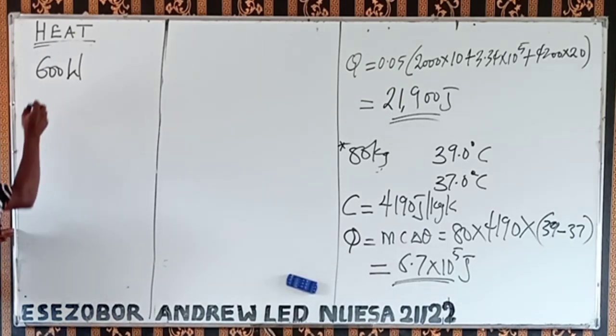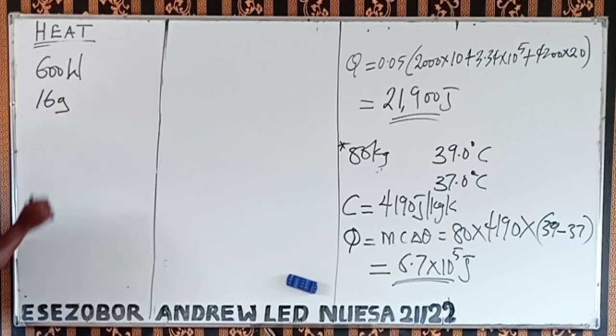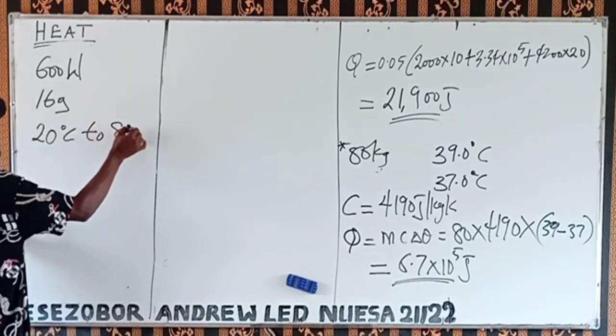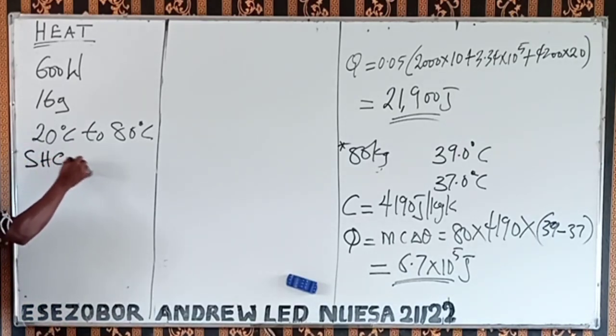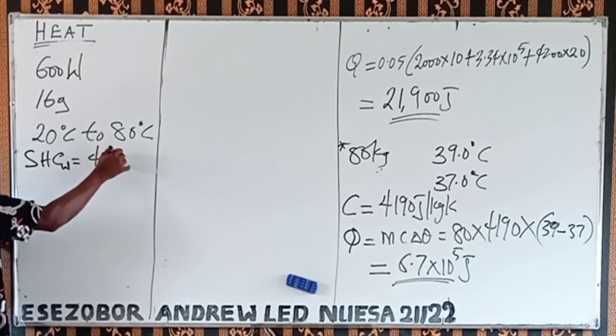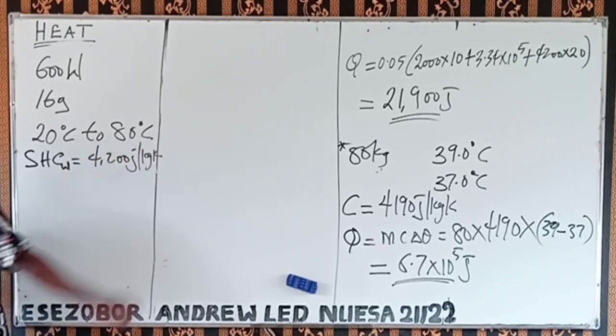to raise the temperature of 16 grams of water from 20 degrees Celsius to 80 degrees Celsius. Assume the SHC for water to be equal to 4,200 joules per kilogram per Kelvin.